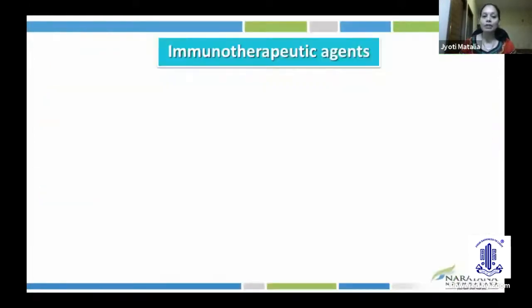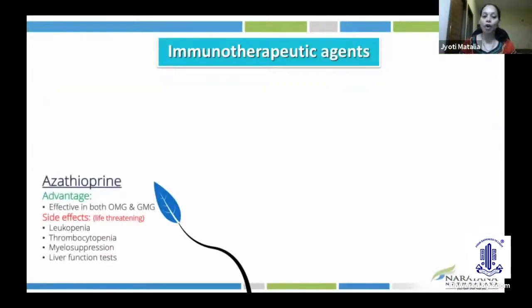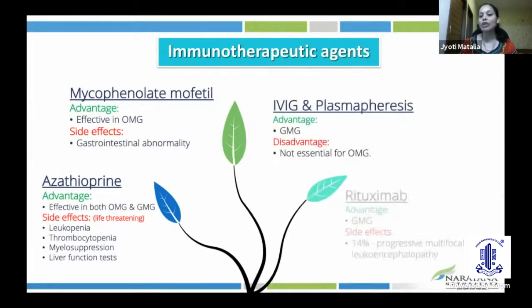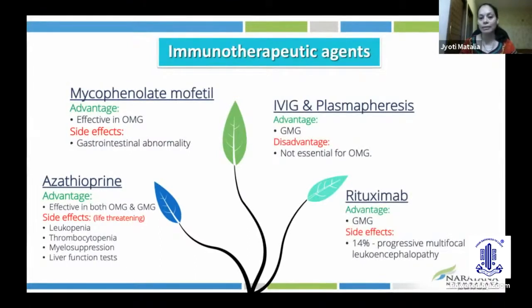So what are these agents? Yes, azathioprine, which works both for ocular and generalized, but has its side effects. Then mycophenolate mofetil, which is more effective in ocular myasthenia. And the other two agents, which are primarily for generalized myasthenia.